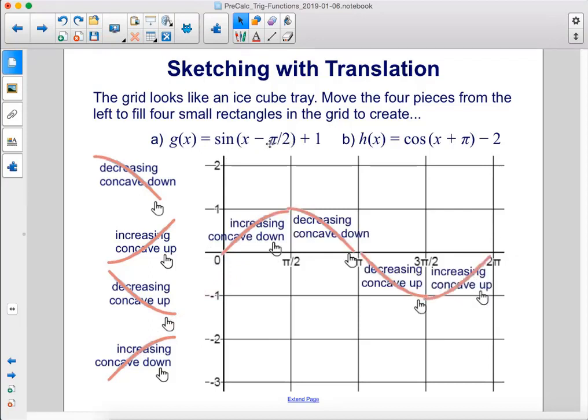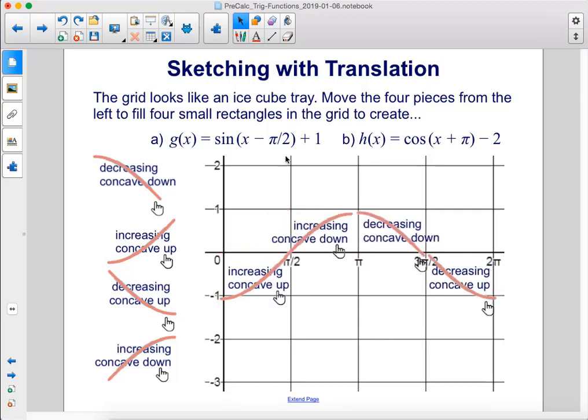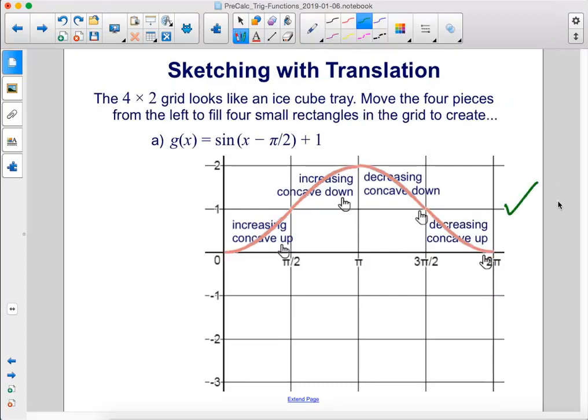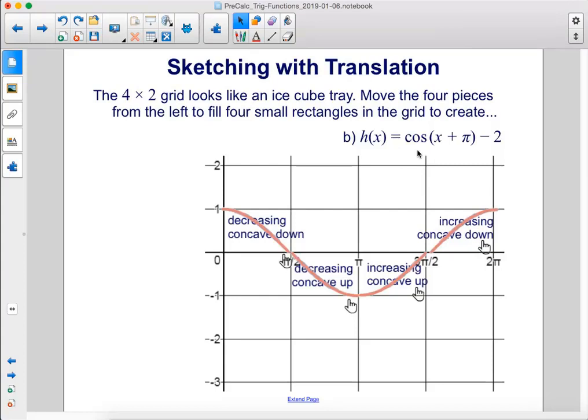Now we're going to move it to the right, pi over 2. So one box is pi over 2. This one's going to actually move to the front, and then these ones just all move over 1. And then we're going to move them up 1. So here is sine of x minus pi over 2 plus 1. And there we go. Now b, we have a cosine function.